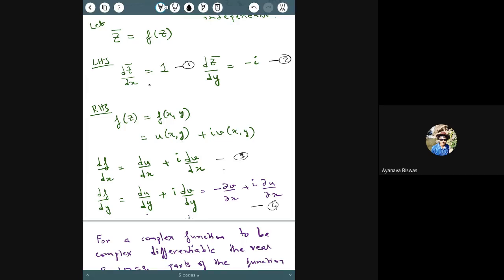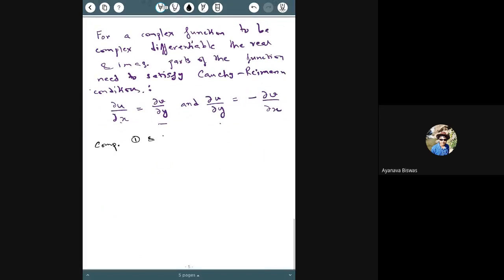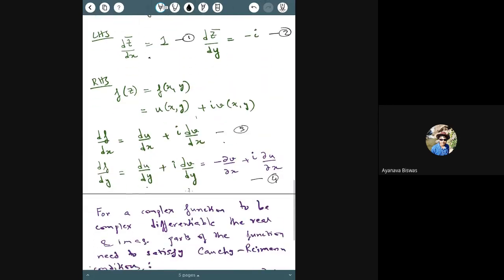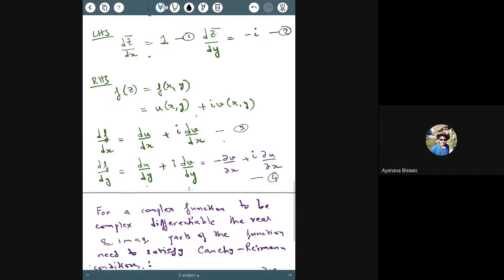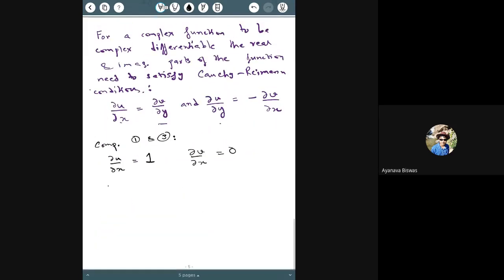So 1 and 3. And from here, comparing the real and imaginary parts, I can say that del u del x is equal to 1 and del v del x is equal to 0. Right? That is what we get. And from 2 and 4, I get del u del y is equal to 0 and del v del y is equal to minus 1.